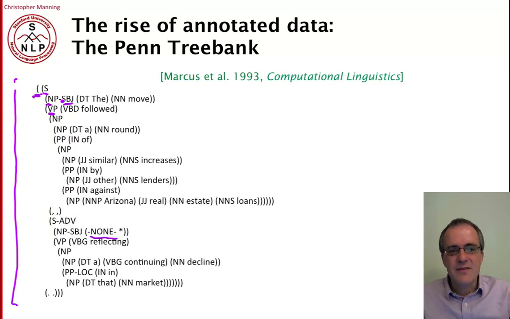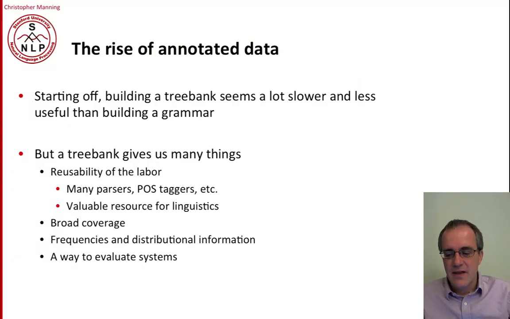And so this was a revelation. If you're starting off, it actually seems like building a tree bank is a lot of work with very low payoff, because the whole power of writing rules of grammar is you can write one rule and it generalizes to thousands, millions, in fact an infinite number of possible sentences, whereas building a tree bank, you're taking one sentence at a time and parsing it, so that seems slower and less useful.